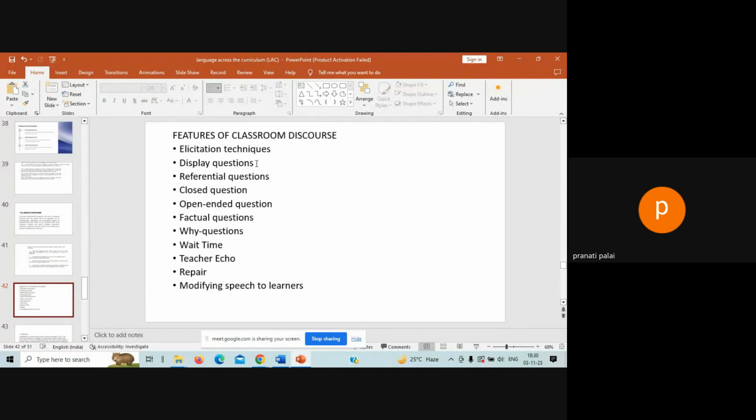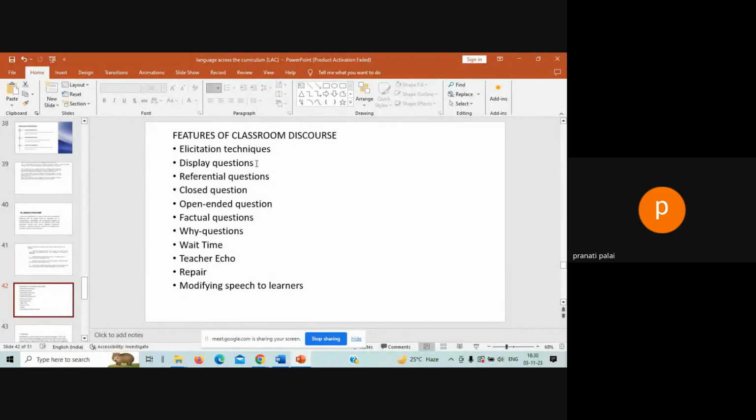Number 1 is elicitation techniques. The teacher must create an atmosphere or a situation where the students will come out with a conclusion. It is not the teacher who will provide the conclusion or the solution of a particular problem. Rather, the teacher will create a situation where the teacher can elicit responses from the students. So for elicitation, the teacher may apply various techniques. Suppose the teacher will involve the students in pair work or group work.